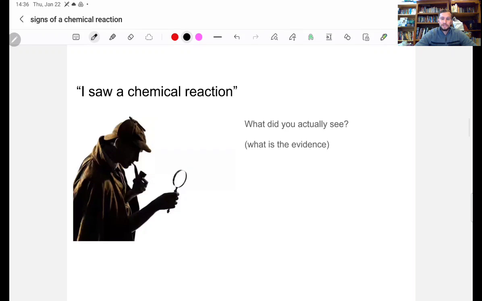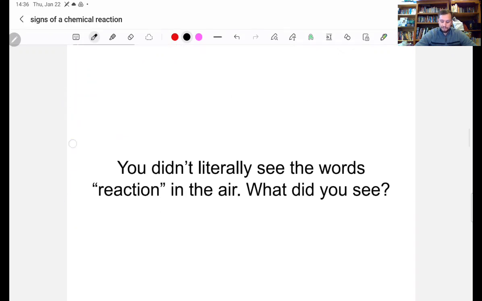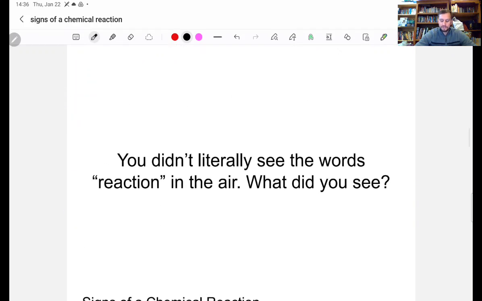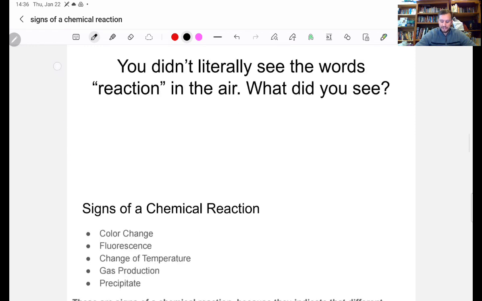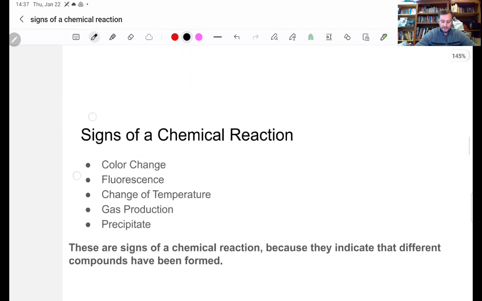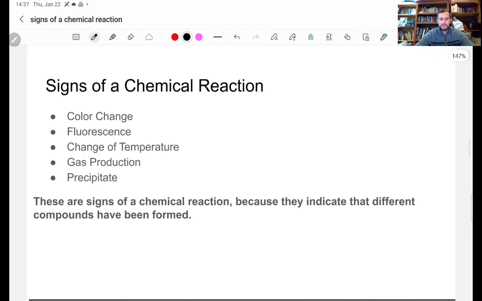So again, what did you actually see? What is the evidence? You didn't literally see the words "reaction" in the air. What did you see? And so we're going to talk about some of those signs and examples of a reaction. So here are signs of a chemical reaction you might see. Color change, fluorescence, change of temperature, gas production, and precipitate.